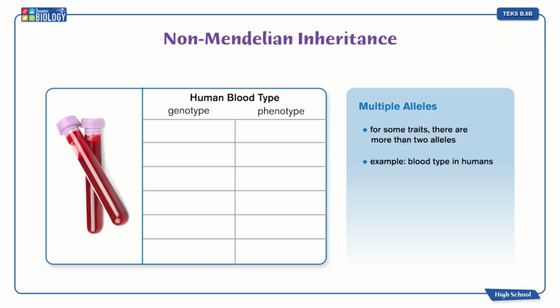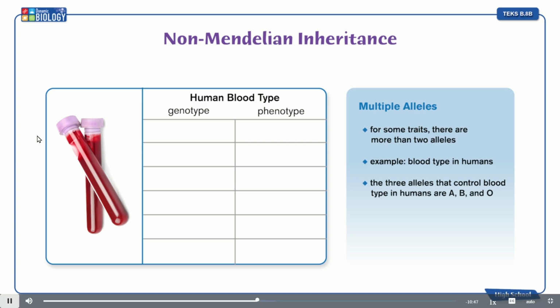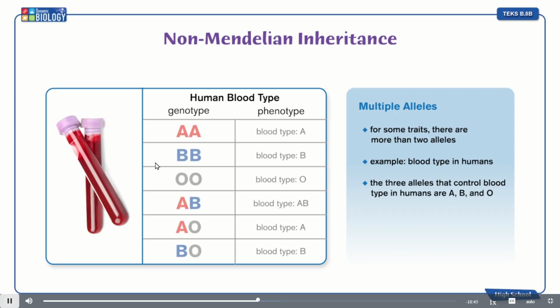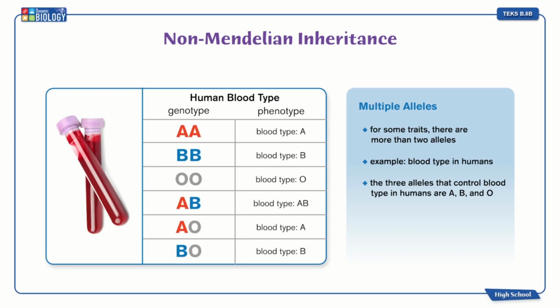In humans, the trait of blood type has three alleles, A, B, and O. A and B are codominant, and O is recessive. Look at the blood type chart shown. Because there are three alleles, there are 6 possible genotypes. By contrast, a Mendelian trait would have only 2 alleles and therefore only 3 possible genotypes.